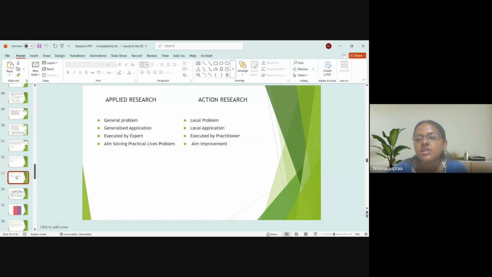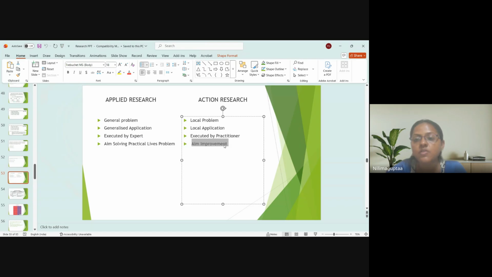Now, this is a basic bifurcation between applied research and action research. Applied research is for general problems. Action research is a part of applied, but it is for local problems. Applied will have a generalized application. Action research will have local. Applied research is done by experts and action research is done by practitioners. Applied research aims at solving life problems, and action research, as I told you, the focus is improvement.